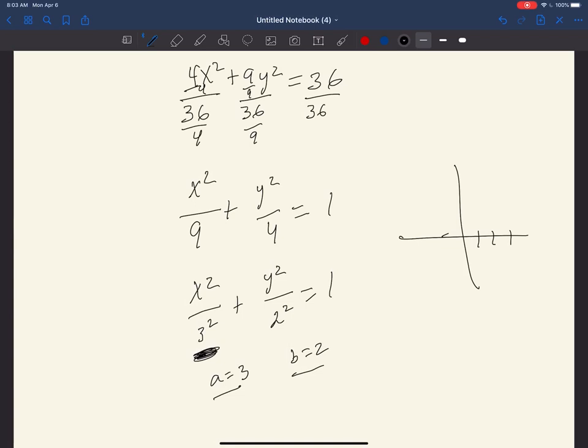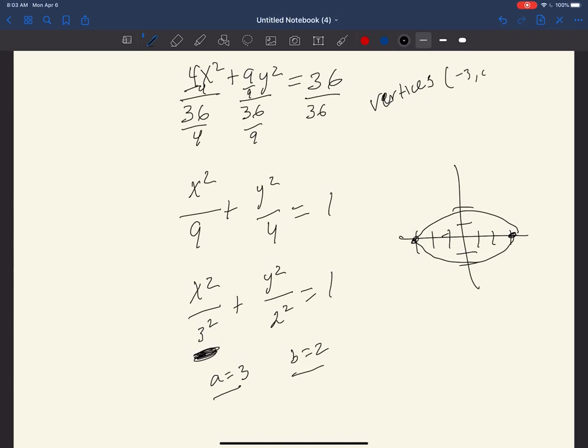And it's going to go 3 units to the left, 3 units to the right, 2 units down, and 2 units up. I'm going to do a very rough sketch of my graph. Now we're going to look for some of the properties like vertices. So your 2 vertices will be here and here.